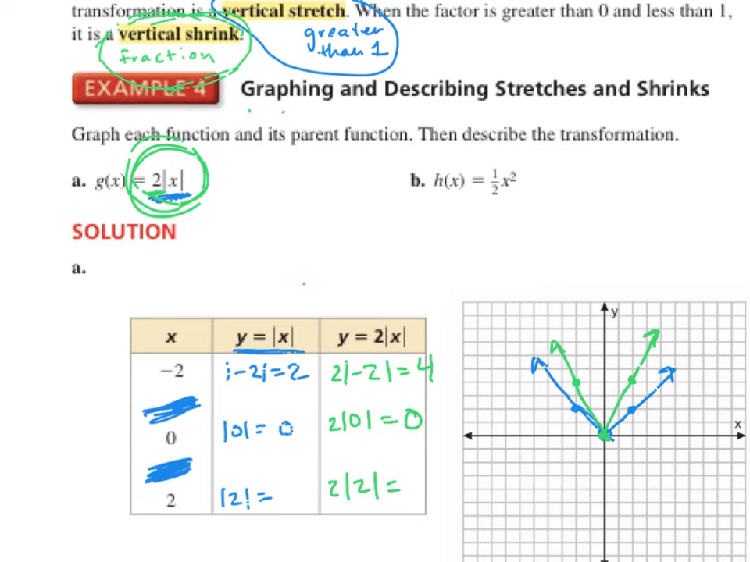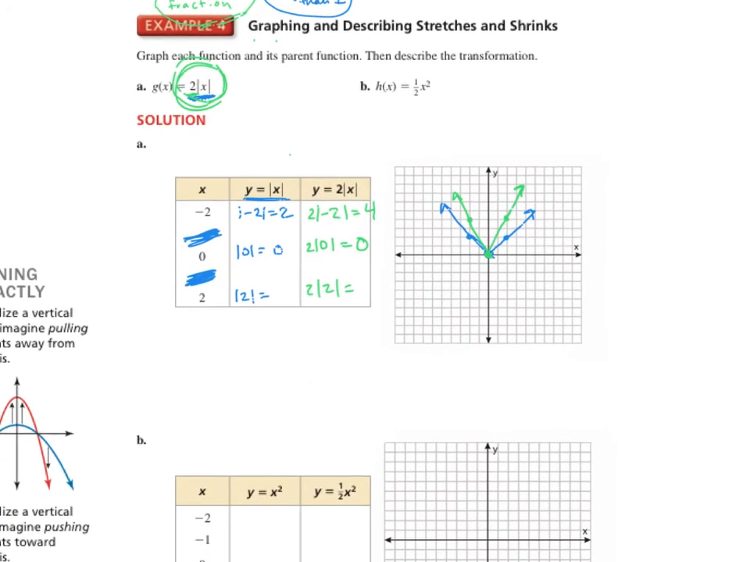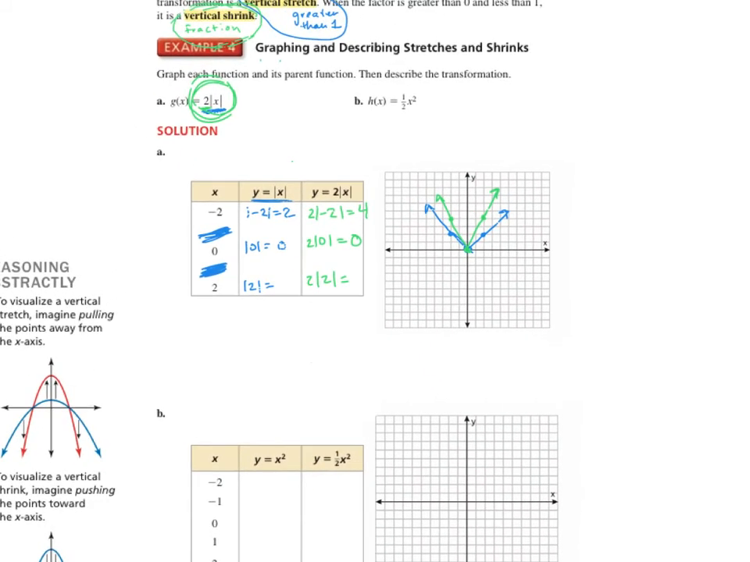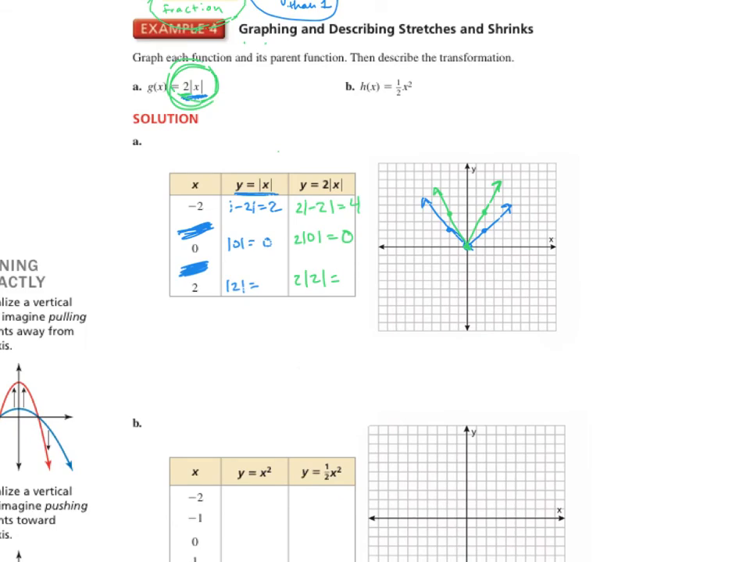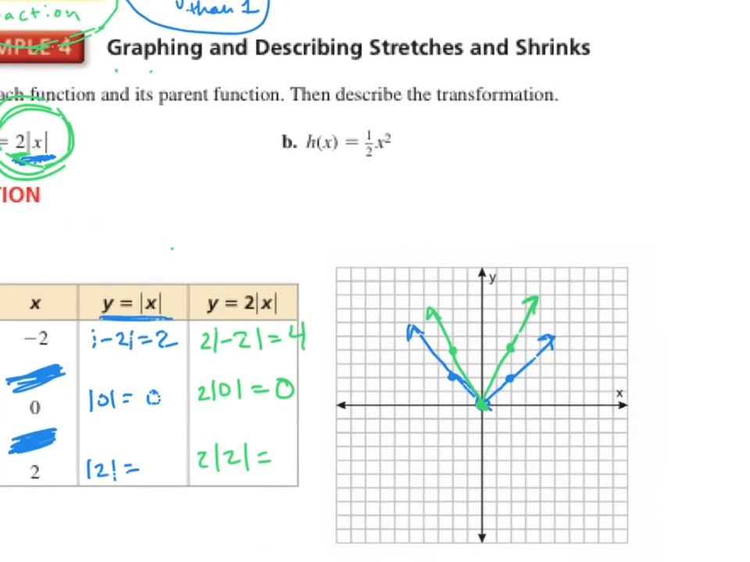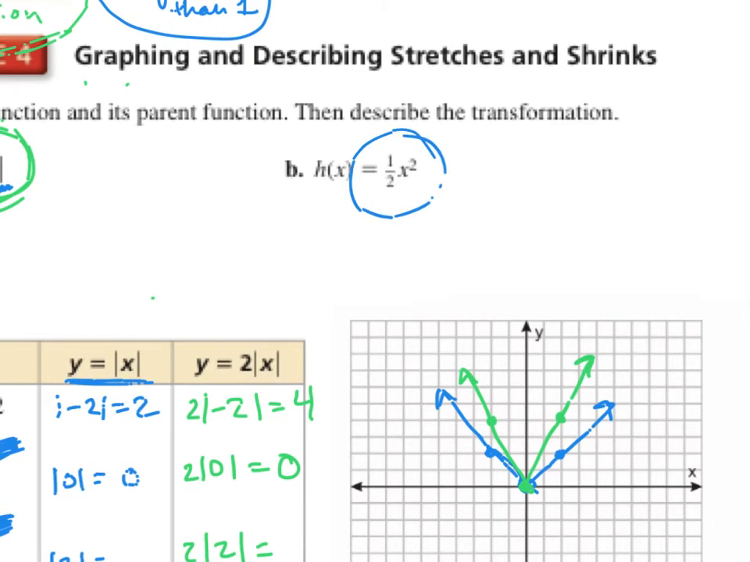Next we're going to graph b, which is h of x is equal to 1/2 x squared. Looking at what's given to us, what type of transformation do you think is happening? A vertical shrink. So we don't even need to graph it to tell that a vertical shrink is happening. Okay, so again, I'm going to take out -1 and 1 just for the sake of time.